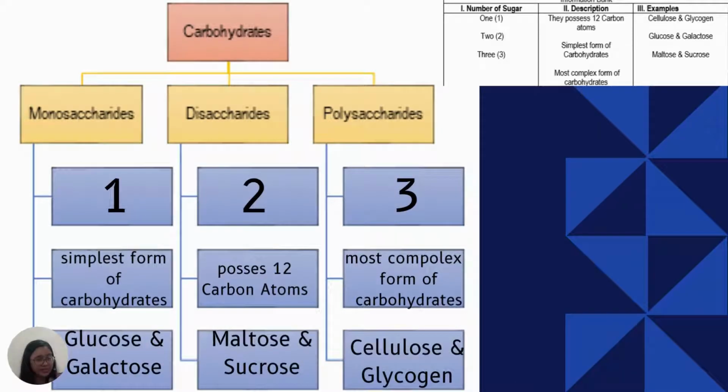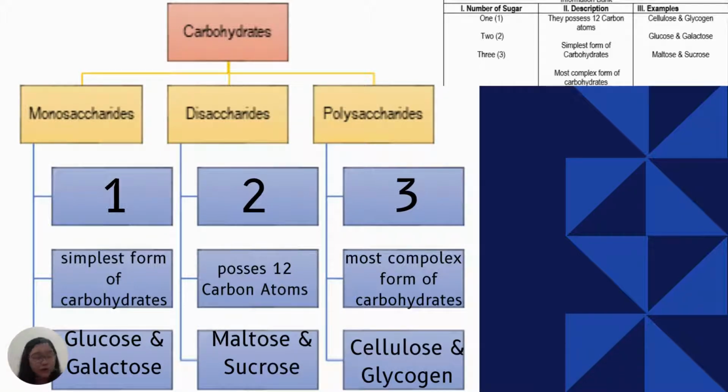Okay, so very good, guys. Let's try to answer our activity. First we have part A. Let's classify carbohydrates. We have here a concept map again. So carbohydrates, and then we have monosaccharides, disaccharides, and polysaccharides. For the number of sugars, monosaccharides have 1, disaccharides 2, and polysaccharides 3.